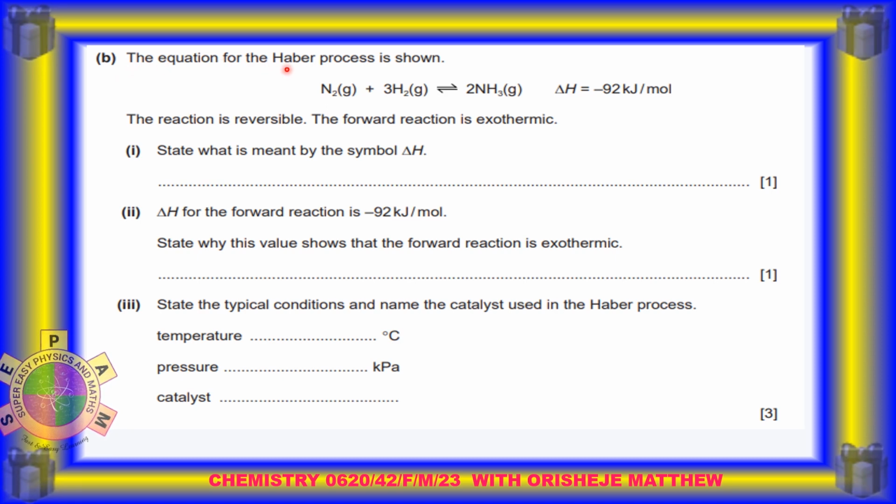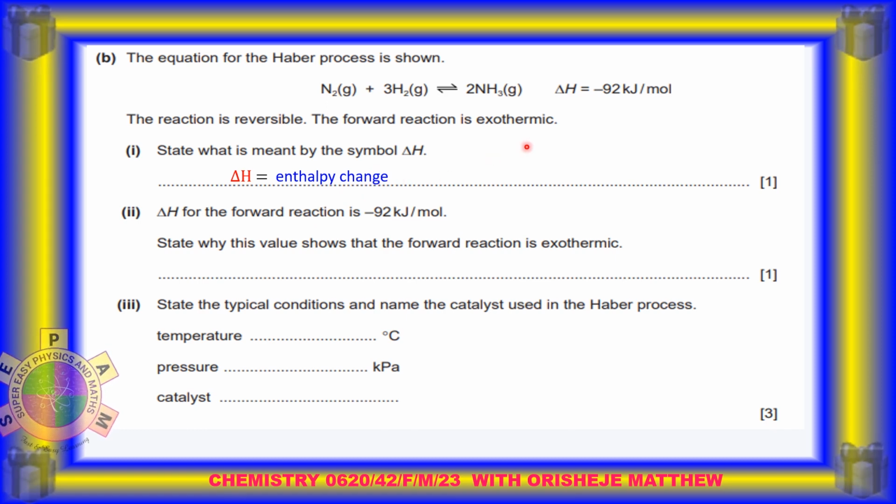Then the question for the Haber process is shown here. The reaction is reversible. So nitrogen reacts with hydrogen to give you ammonia, and the reaction to the right is an exothermic reaction. That's why the negative sign. The forward reaction is an exothermic reaction. State what is meant by the symbol delta H. So delta H is the enthalpy change.